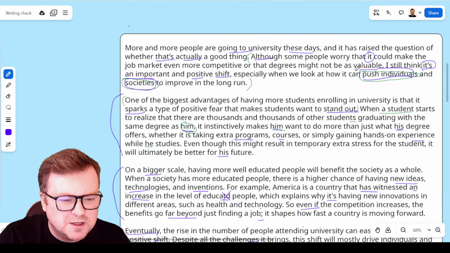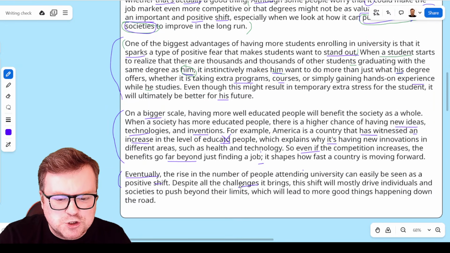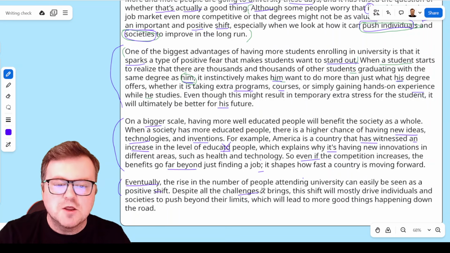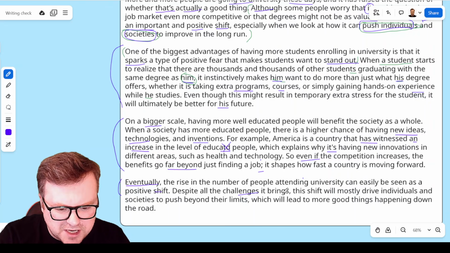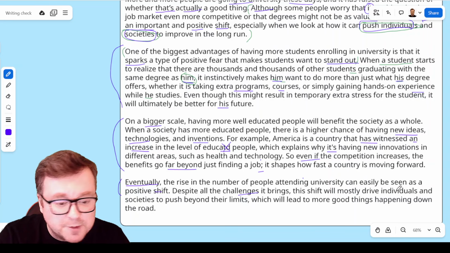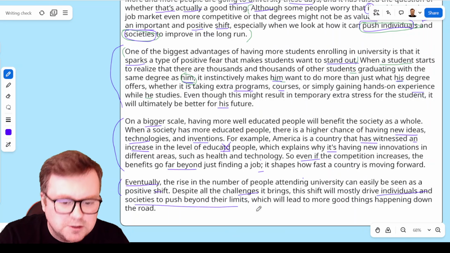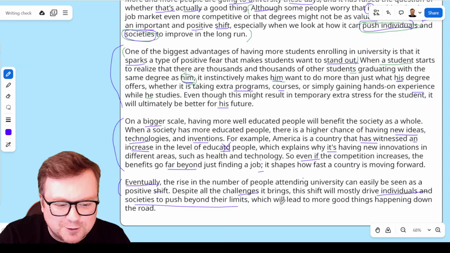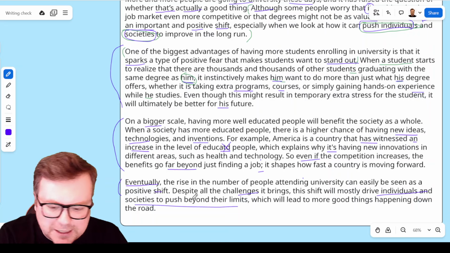You mentioned a couple of negatives in the first thing, but we really want to summarize your main ideas in the conclusion. And you haven't spoken about the challenges in the body paragraph. So this kind of feels unnecessary. This shift will mostly drive individuals and societies to push beyond their limits. Okay, that's a summary of your main ideas, comma, which will lead to more good things happening down the road. Okay, happening down the road, it's okay for academic language, I guess.